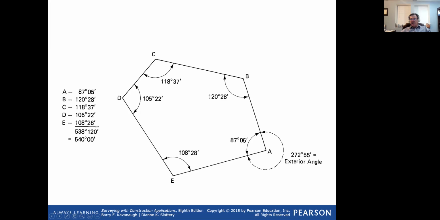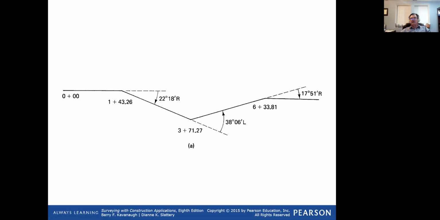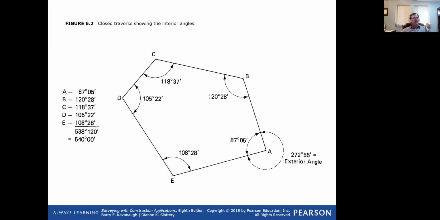I'm going to skip a couple slides ahead real fast. We're going to get to deflection in a second. What we notice here is that these are all interior angles, and there are 5 of them: 1, 2, 3, 4, 5.